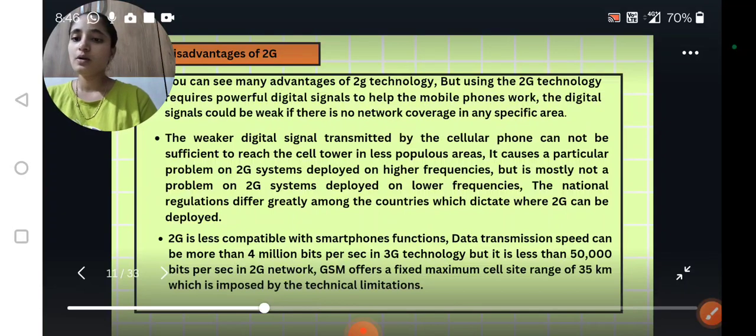National regulations differ greatly among countries, which dictate where 2G can be deployed. 2G is less compatible with smartphone functions. Data transmission speed can be more than 4 million bits per second in 3G technology, but it is less than 50,000 bits per second in a 2G network. GSM offers a fixed maximum cell site range of 35 km, which is imposed by technical limitations.